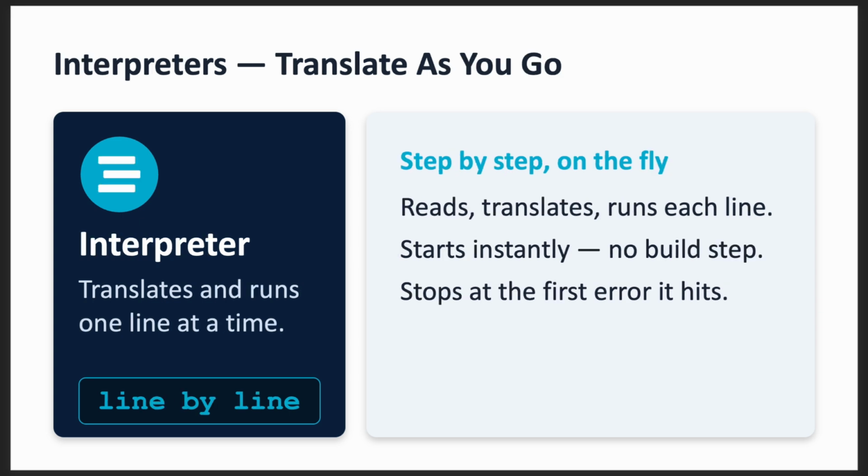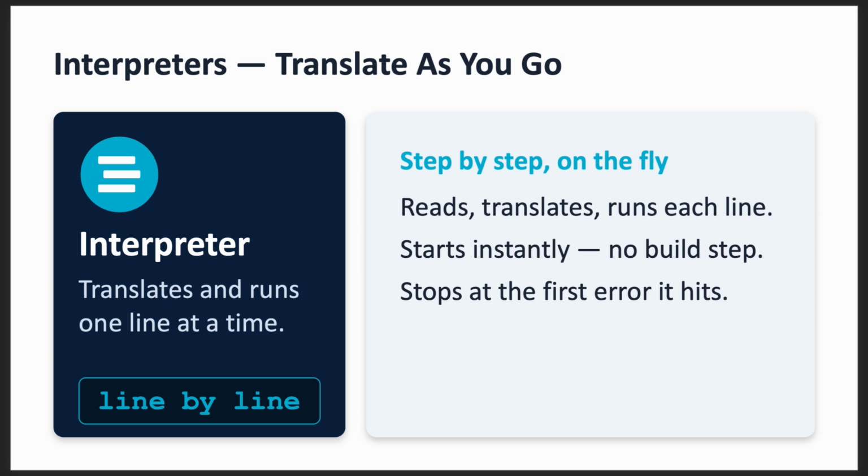Right. An interpreter skips that massive upfront build step entirely. The moment you want to run your program, it kicks in and translates your code one single line at a time. Oh, just entirely on the fly? Entirely on the fly. It reads line 1, translates it, executes it immediately, and then just moves to line 2.